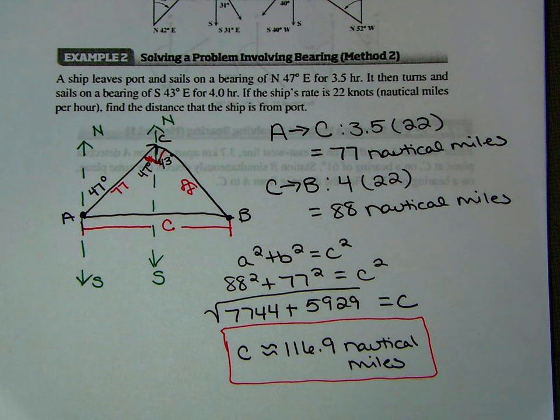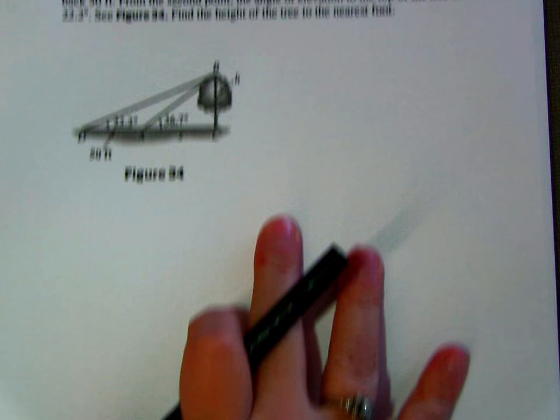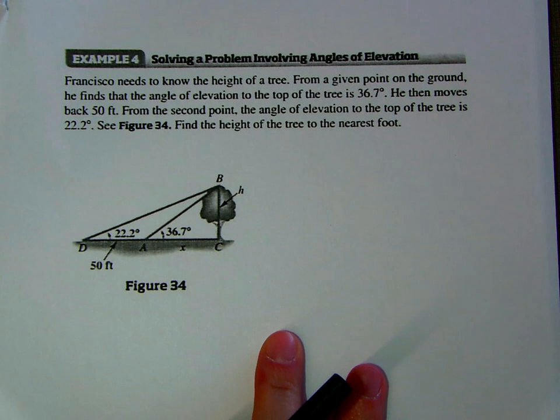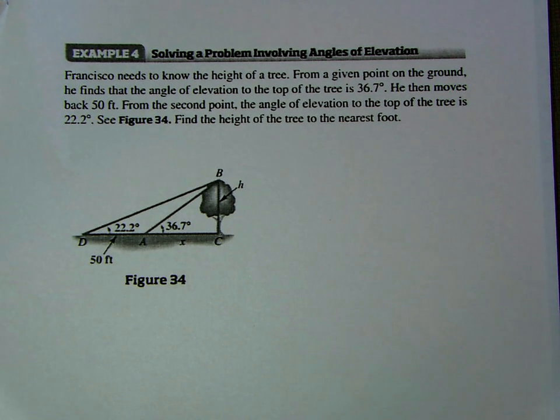All right, then let's move on to our last example. This one came with a picture, so there's no questioning what the problem is asking us, or at least showing us, because they gave us a nice tree picture. And it says, not San Francisco, just Francisco, needs to know the height of this tree.